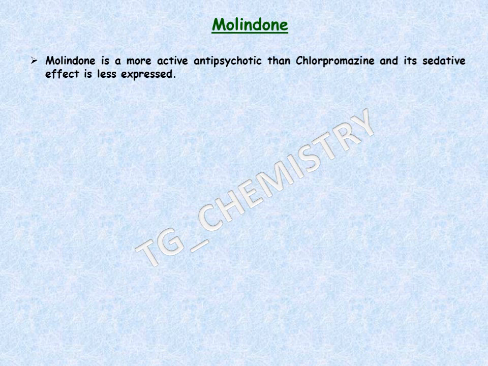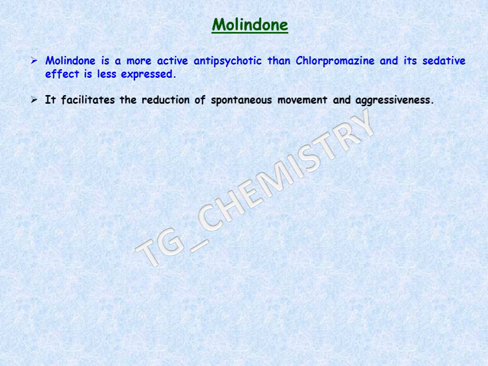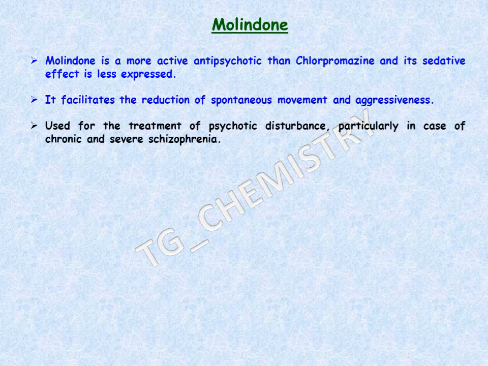Next one is molindone. Molindone is a more active antipsychotic drug molecule than chlorpromazine, a quite renowned drug molecule, and its sedative effect is less expressed compared to chlorpromazine. It facilitates the reduction of spontaneous movement and aggressiveness in the patients, and that's why it is used for the treatment of psychotic disturbance, particularly in case of chronic and severe schizophrenia.